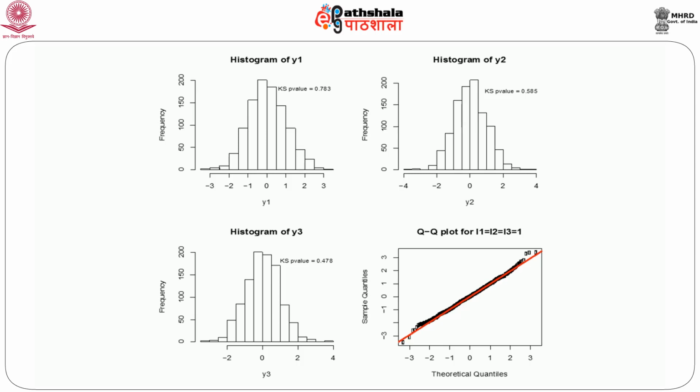Now, in the last diagram, which is the bottom right corner, we produce the quantile plot for a set of values generated by taking L 1 equals 1, L 2 equals 1 and L 3 equals 1. Here we have given only a particular choice, and it is seen that this red line falls almost on top of this dotted black line. That means it actually follows a univariate normal distribution with appropriate mean and variance.